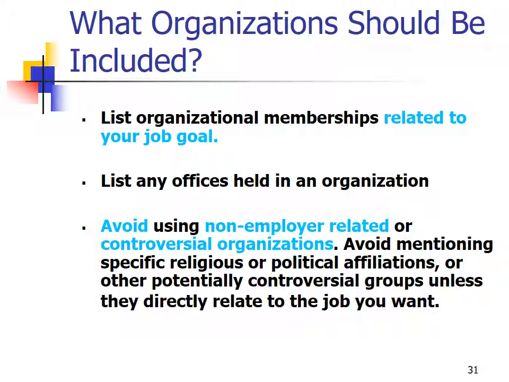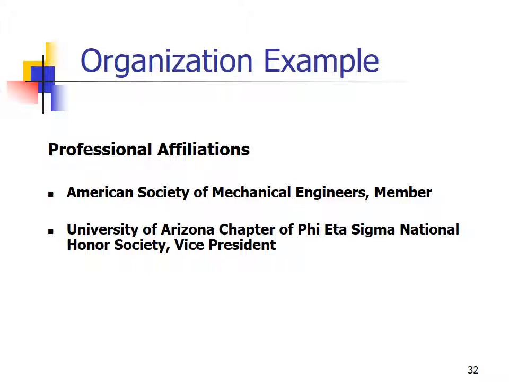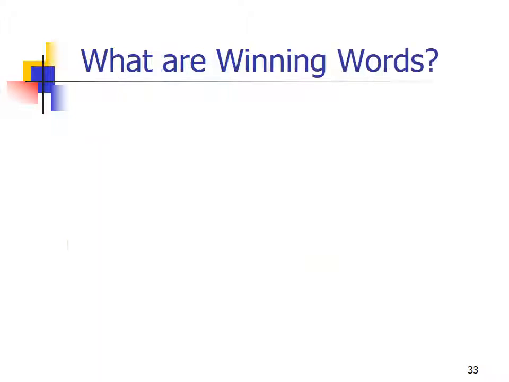Organizational memberships we discussed. And hopefully the last bullet is self-explanatory. Unless you're specifically applying for a job in a political organization or a religious organization, you should probably avoid mentioning those altogether. Okay, we talked about this. Society of Mechanical Engineers. I mentioned IEEE also for electrical engineers and other student organizations and things that you're affiliated with as well.